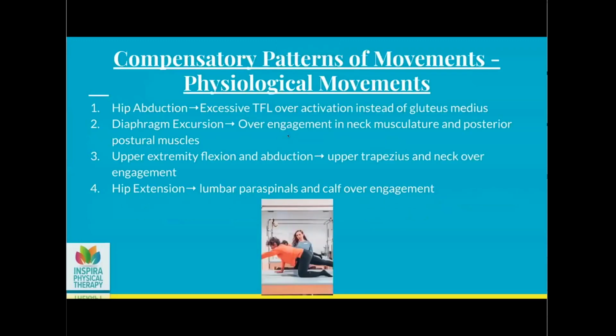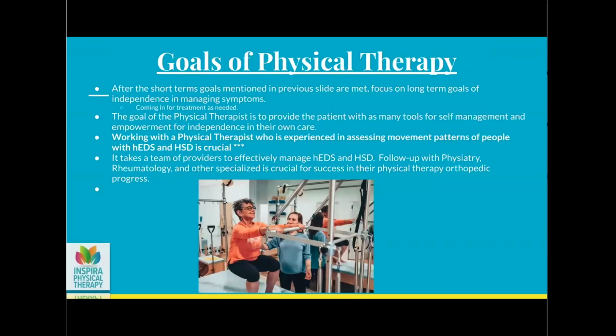Compensatory patterns of movement, physiological movements. For hip abduction, we're watching for excessive TFL activation, where we want to be seeing more gluteus medius, and diaphragm excursion. Diaphragm physiology is a challenge for people who have EDS and HSD. So we watch for other compensatory muscles such as the neck and posterior postural muscles, upper extremity flexion and abduction, upper trapezius and neck engagement again, and then hip extension. Commonly we'll see low back musculature and calf over-engagement instead of the true hip extensors, glute max, and proximal hamstring working.